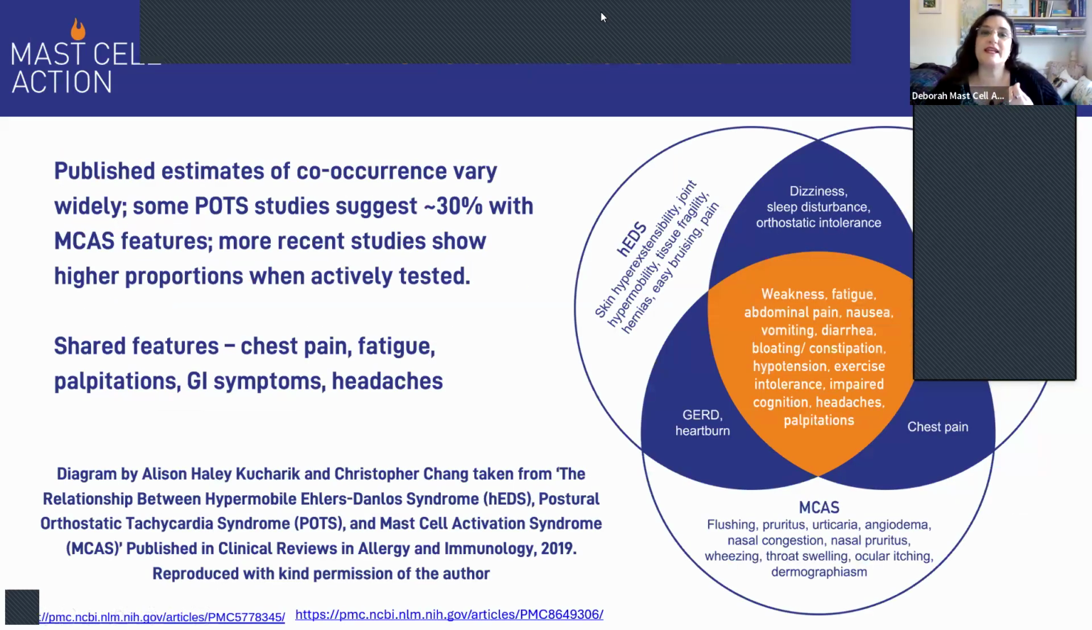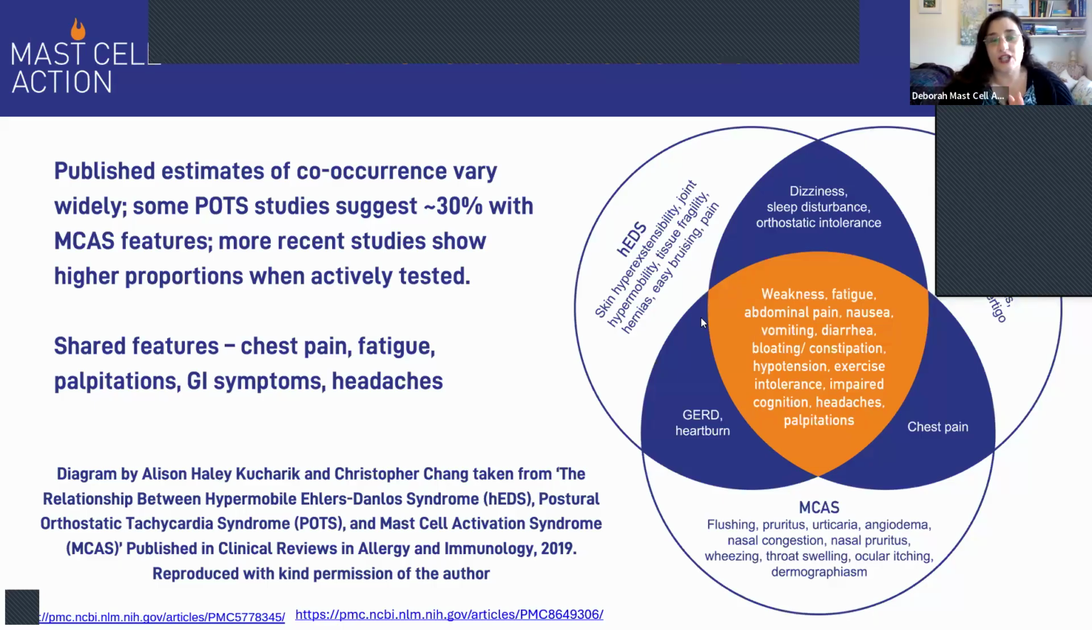So the beginning really here is to just explain that there is a correlation between MCAS and POTS and also hypermobility syndromes, as I'm sure many of you know. And the studies suggest a conservative estimate is around 30% of people with POTS also have features of MCAS. However, more recent studies are starting to show that that number might actually be even more, for example, potentially 60% or even more.